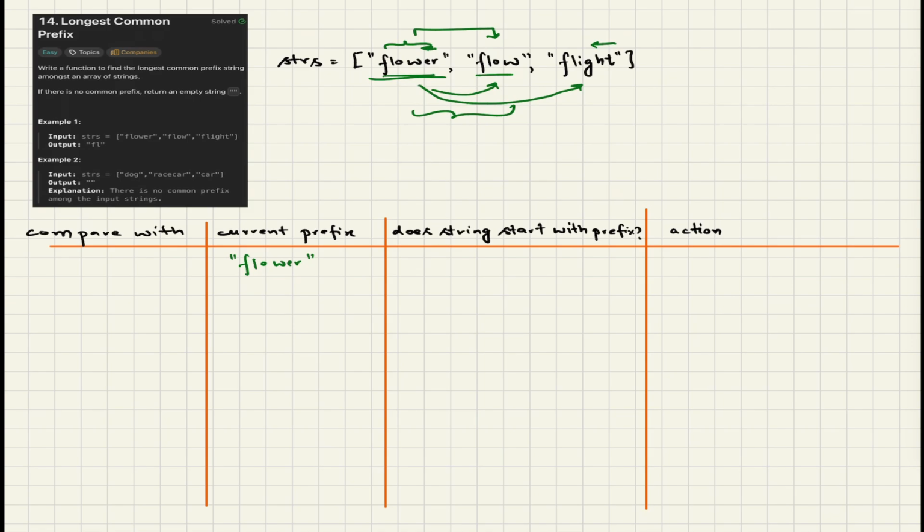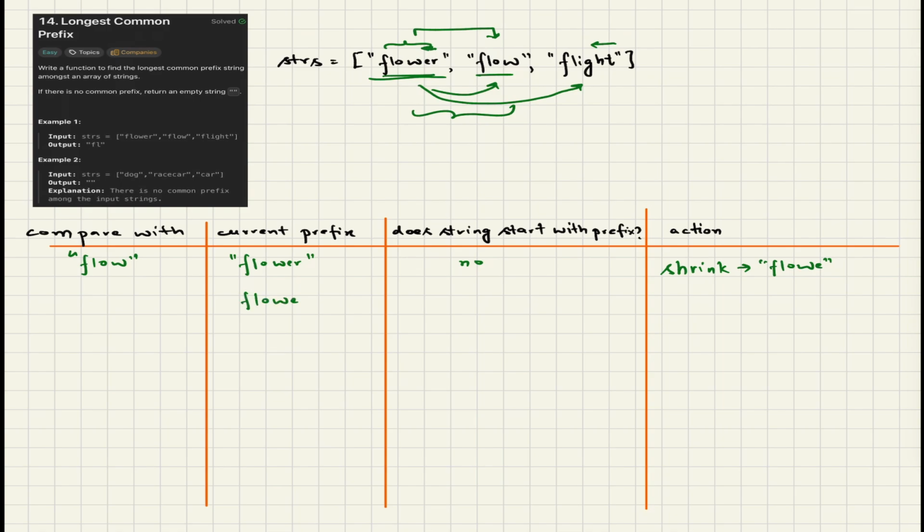So in the starting I have prefix flower. I'm gonna compare it with flow. So does the string start with the prefix? No, it does not. When I say starts with prefix, that means it has to match, right? So it is not matching. So what we will do, we will shrink our flower by one letter and mark it this, and then again we'll check.